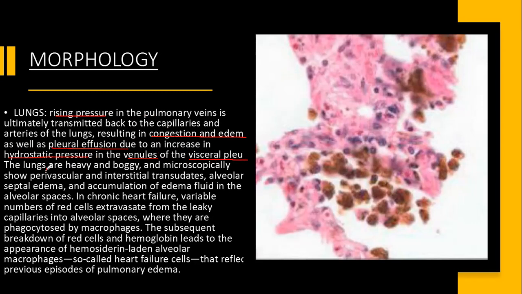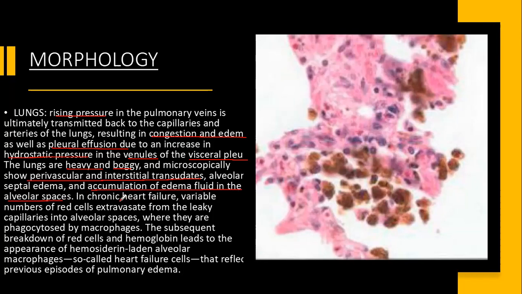Okay, now the lungs are usually heavy and bulky, and microscopically you will see perivascular and interstitial transudation. Please note it is transudate, not exudate. There's a difference between a transudate and an exudate. Now, there will also be alveolar septal edema and accumulation of edema fluid in the alveolar spaces.